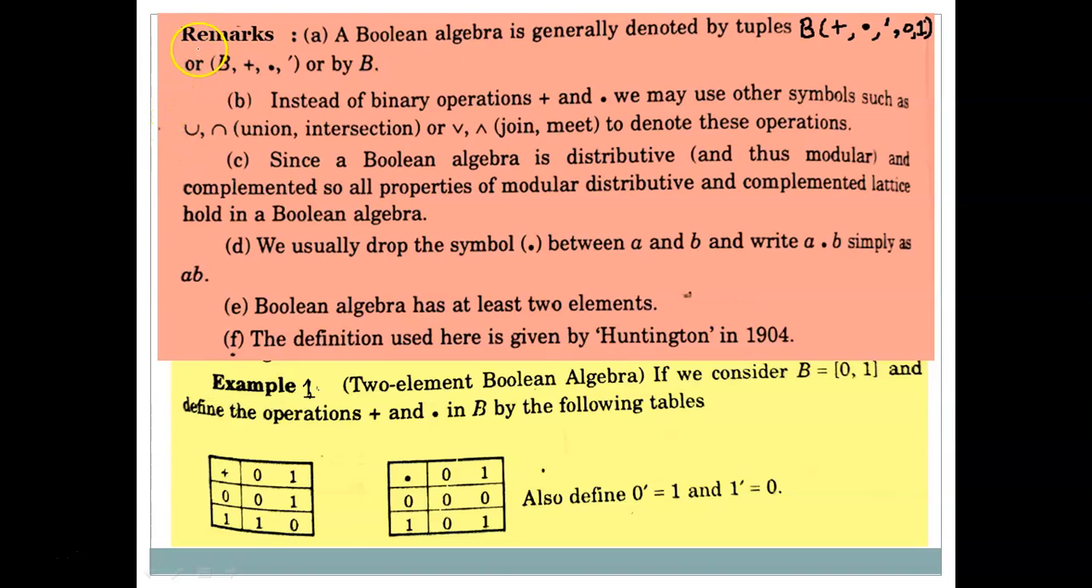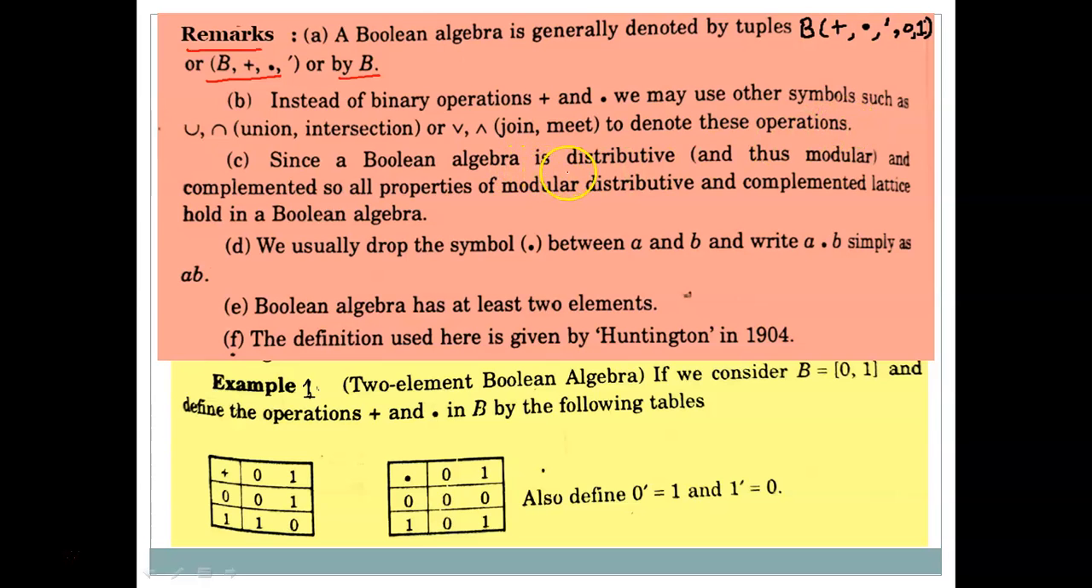Now certain remarks related to this Boolean algebra. A Boolean algebra is generally denoted by the tuple B, with two binary operations plus and dot, one unary operation, and two elements 0 and 1. Here 0 means the least element and 1 means the maximum element. These are not the identities here or the unit elements. You can also denote it simply by this or by B simply. Now instead of binary operations plus and dot, we may use other symbols such as union, intersection, join, meet to denote these operations, and it depends on the set under consideration.